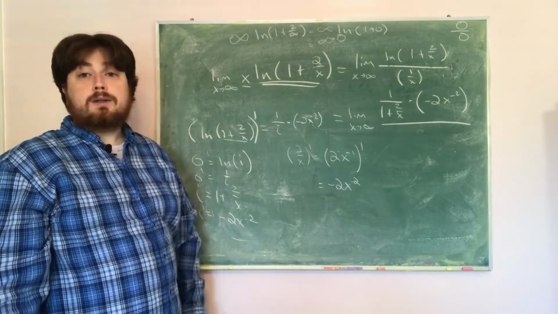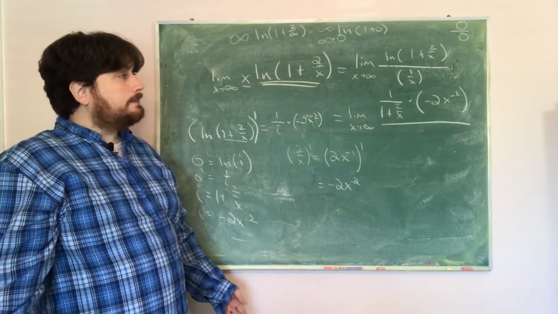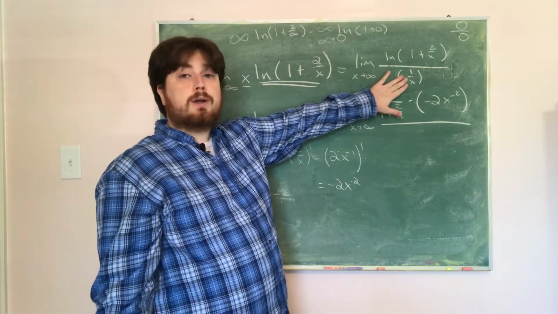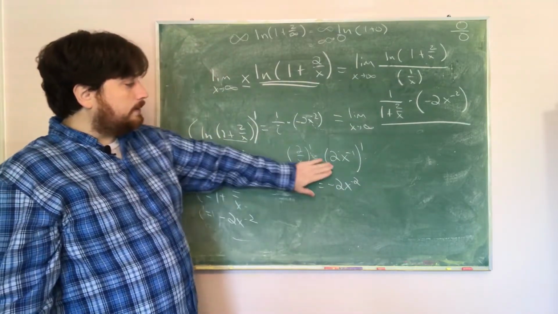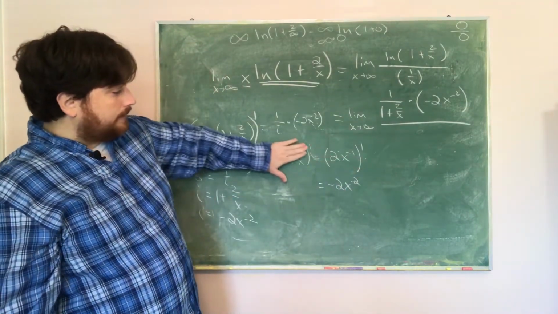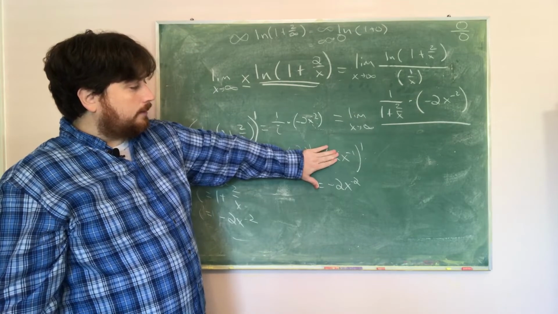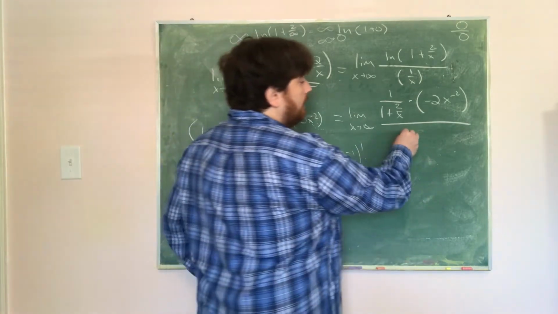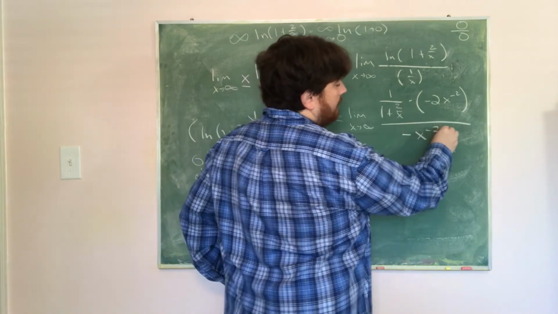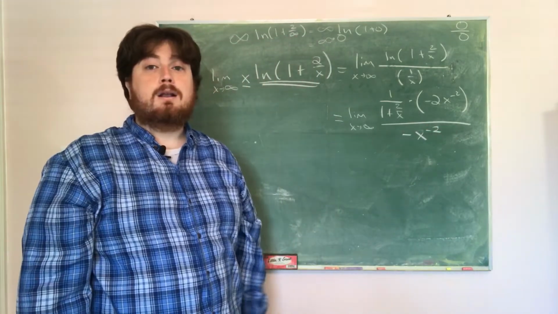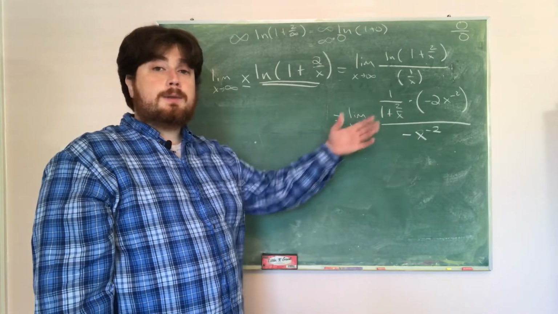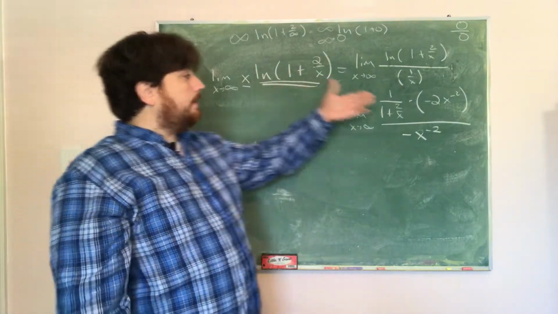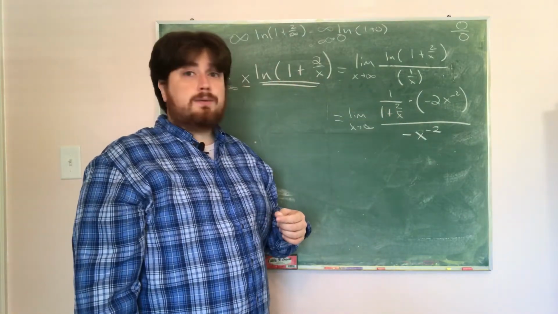Now that I have the derivative of the top, I'm ready to find the derivative of the bottom. So the derivative of 1 over x, well, 1 over x we already said was x to the negative 1, so if I just ignore the 2 here, the derivative of x to the negative 1 is negative x to the negative 2. So the derivative of the bottom is just negative x to the negative 2. So now that we found the derivative of the top and the derivative of the bottom, we've turned this limit into a new limit, which is hopefully simpler.